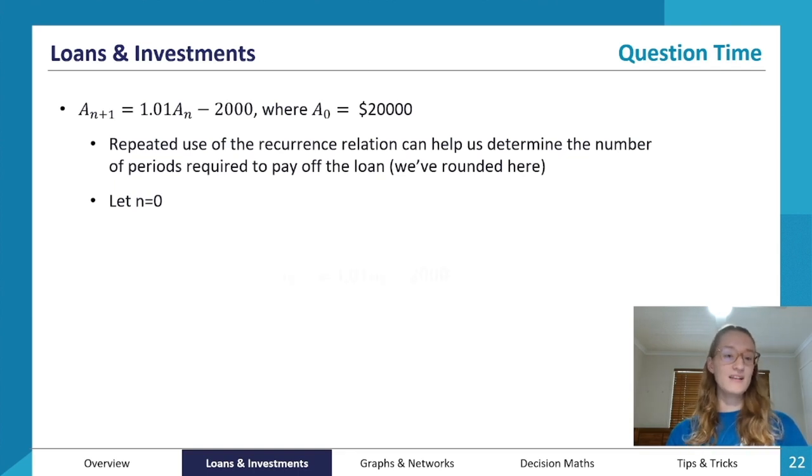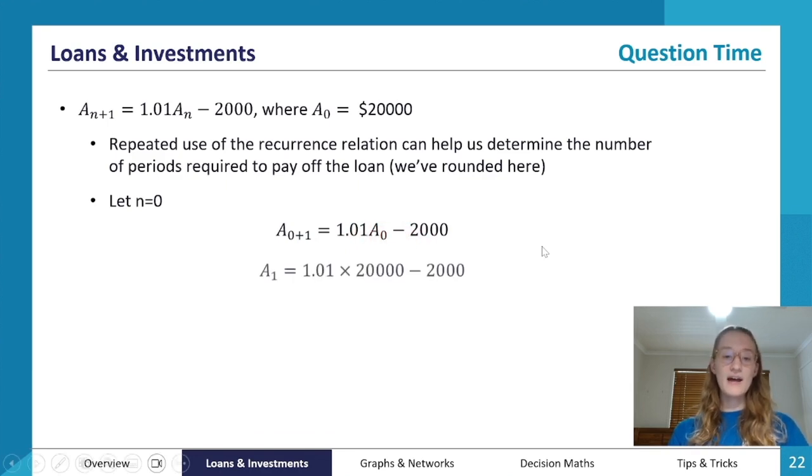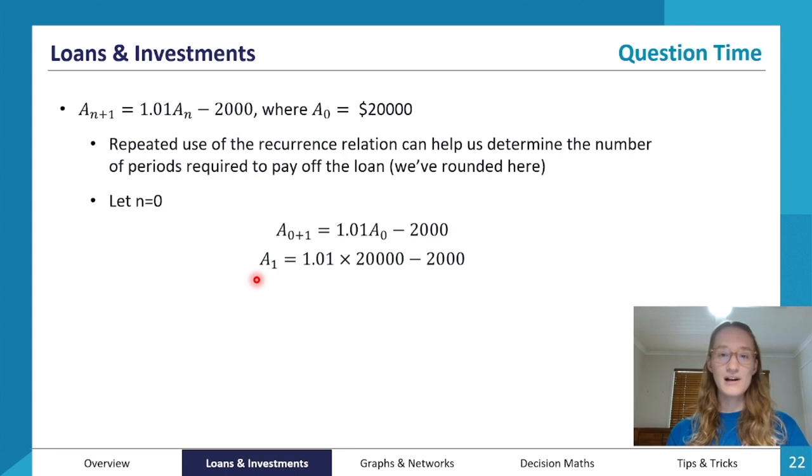Okay, we're going to start by solving it. Let n equal 0. So you substitute into the formula: a(n+1), which is a1, equals 1.01 multiplied by a0, take 2,000. And that makes total sense, because what we're saying here is a1, the amount after one time period, the amount after 1 month, is equal to our growth factor multiplied by the original amount. So the original amount is growing by that much, but we're also taking away $2,000 because we're paying off $2,000 of that loan. And so you can see here the effect of that.